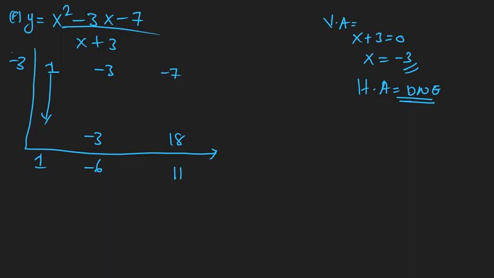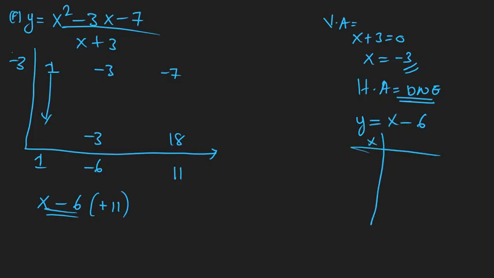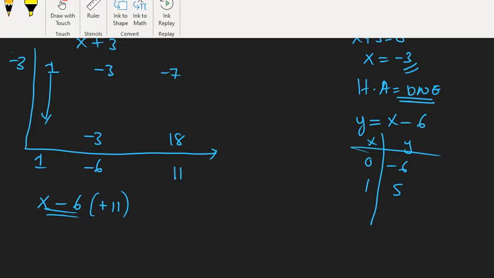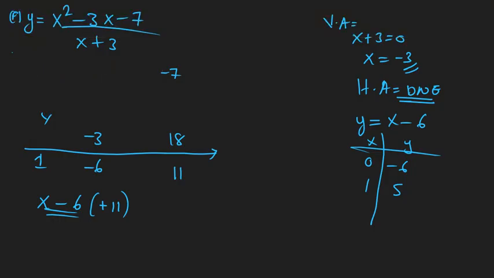So your equation is going to be x minus 6, and this is going to be your remainder. Then you get this part. This part is called the slant asymptote. So your slant asymptote is x minus 6. So you can make a graph like that. If your x is 0, you're going to have negative 6. If your x is 1, you're going to have negative 5. Let's try to plot, we see what we're going to get.